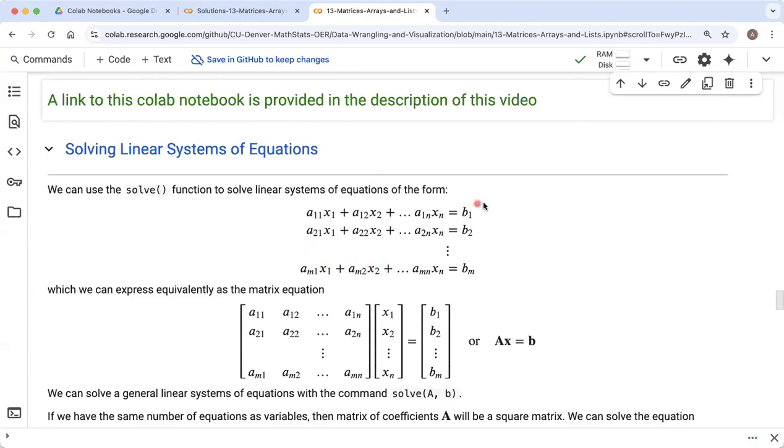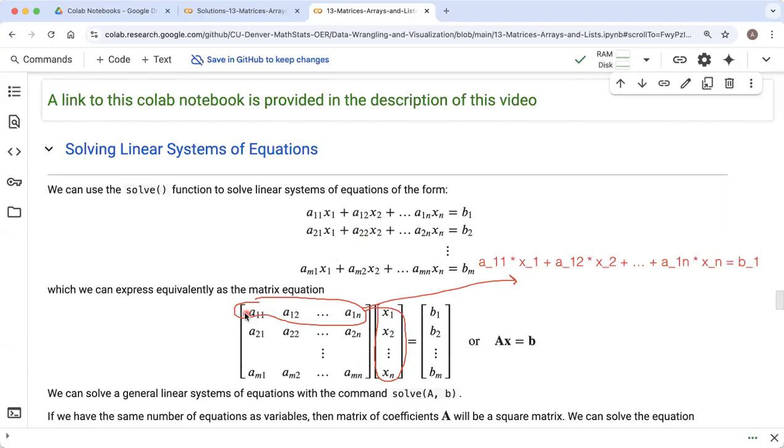So here we've got a system of m equations. And each equation has n unknowns, x1, x2, up to xn. So I could write this entire system of linear equations equivalently using matrices down below. And we can see that this matrix equation is equivalent to the system of linear equations above.